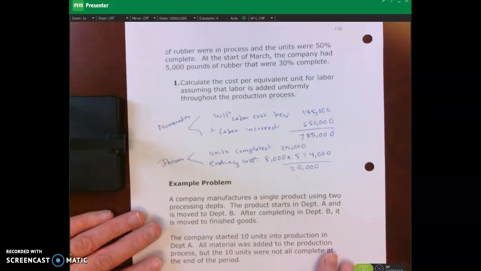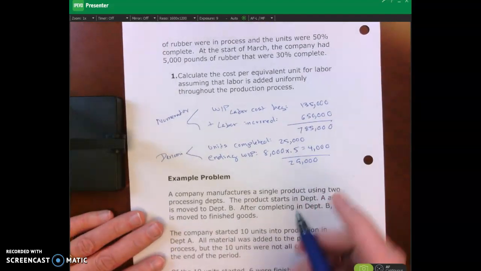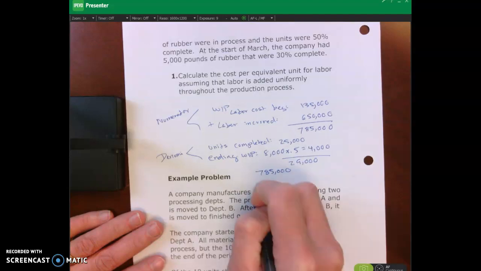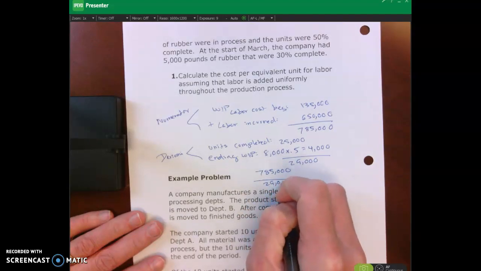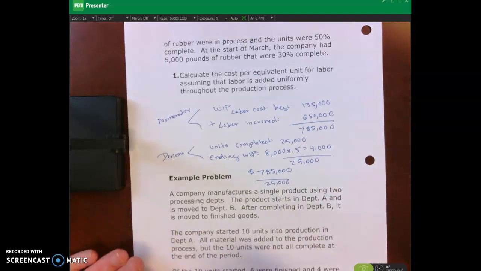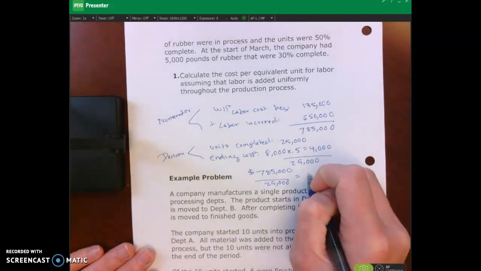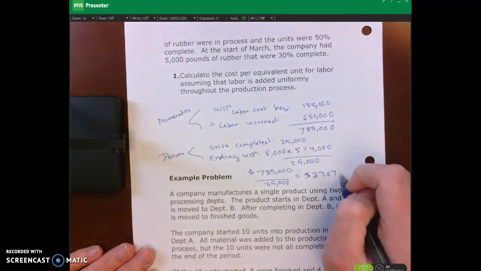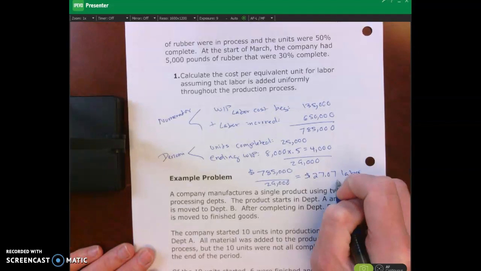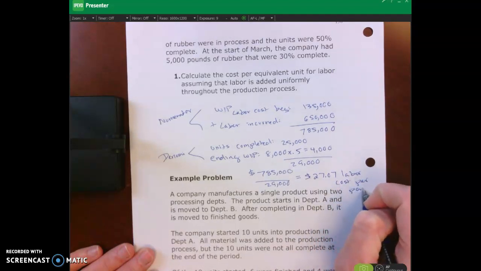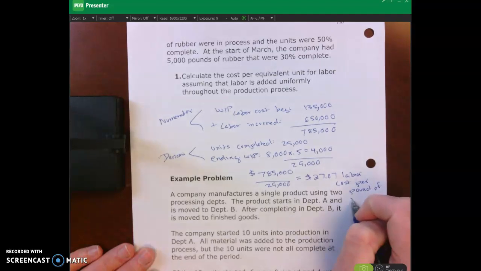Now we can calculate the cost per unit. We take our total cost divided by our total units, 785 divided by our 29,000, and what that gives us is $27.07 labor cost per pound of rubber.